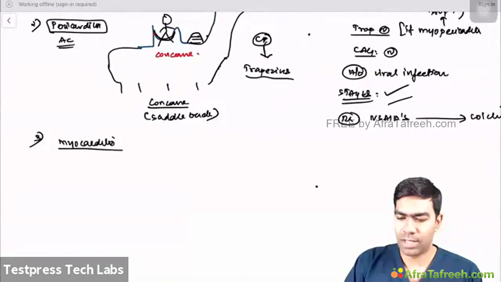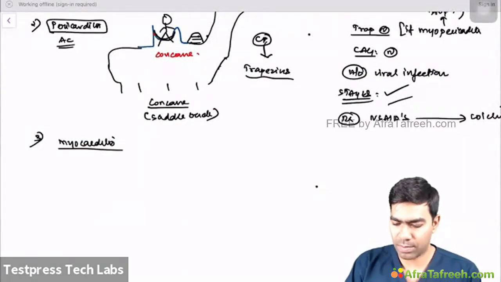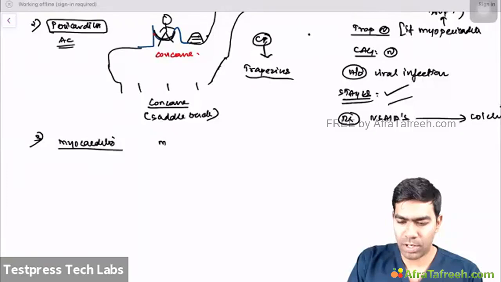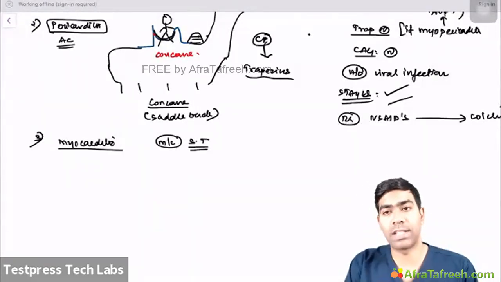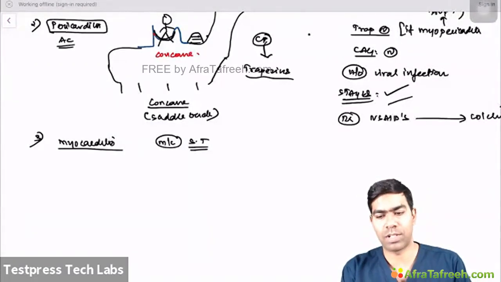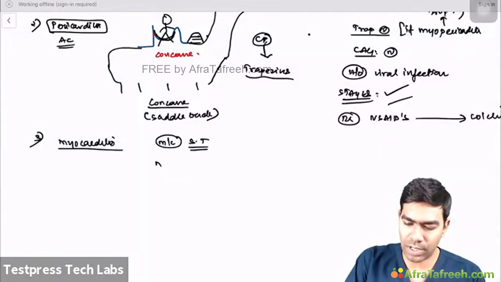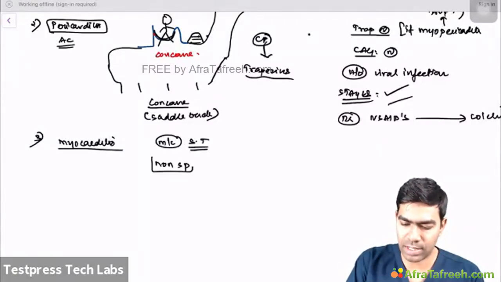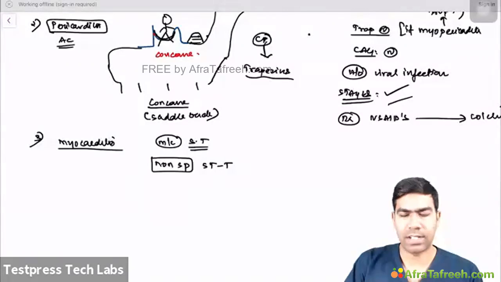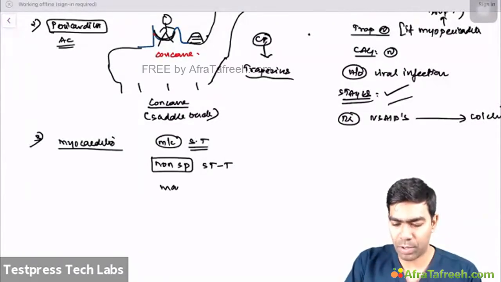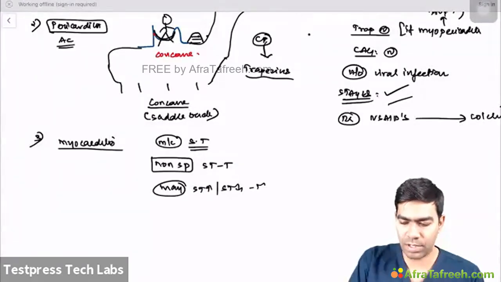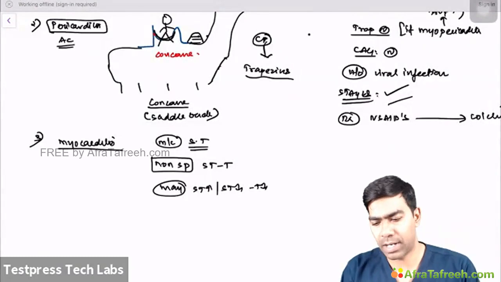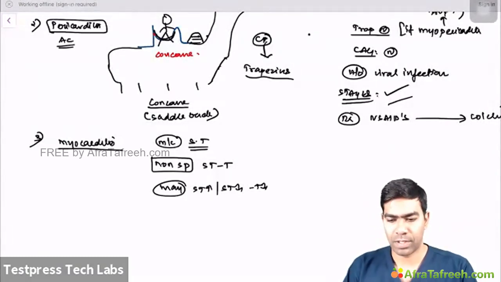Myocarditis, what you will be seeing in the ECG. Basically, in the ECG, as far as myocarditis is concerned, the most common ECG change will be sinus tachycardia. Like pulmonary embolism, where the most common change is sinus tachycardia, even in myocarditis the most common change is sinus tachycardia only. Many times you'll be seeing non-specific ST-T changes, but it may produce ST elevations, ST depressions, T inversions. It can produce anything, depending on the amount of injury.